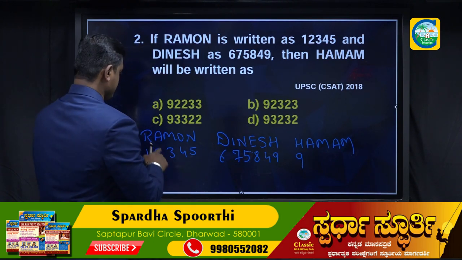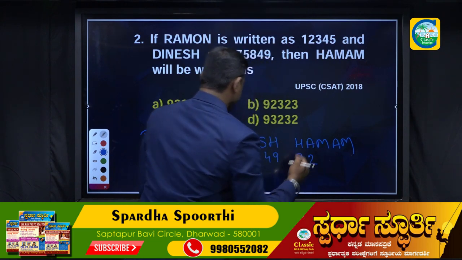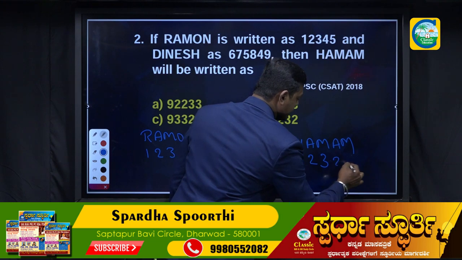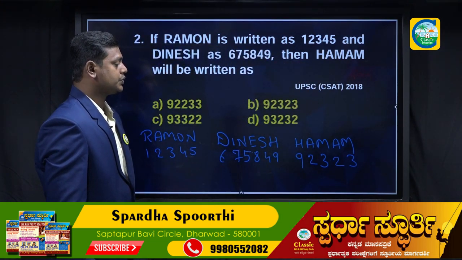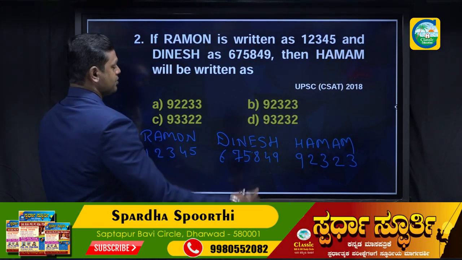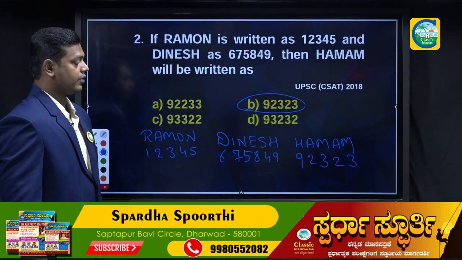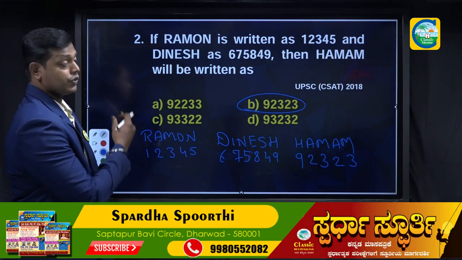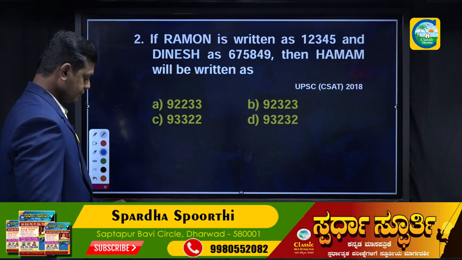Then A is 2 here, there is no other A, so A is 2. M is 3, again A is 2, then M is 3. So the answer is 9, 2, 3, 2, 3. See in the options, yes, option B is the right answer, 9, 2, 3, 2, 3. Okay, friends, like this we have to judge the answer by seeing what codes were previously given. We'll move on to the next question now.